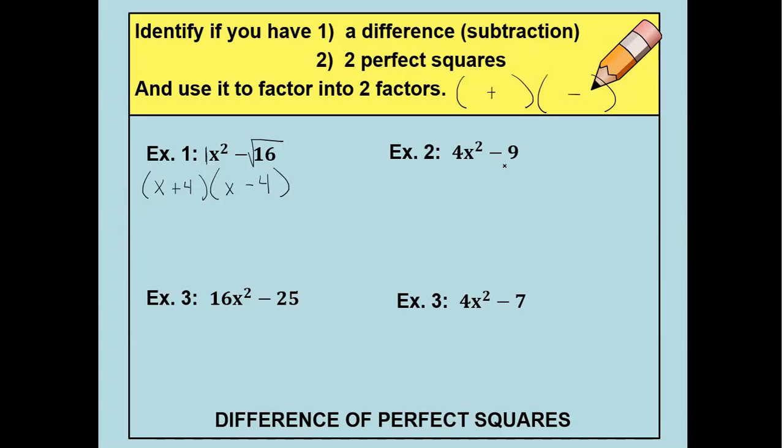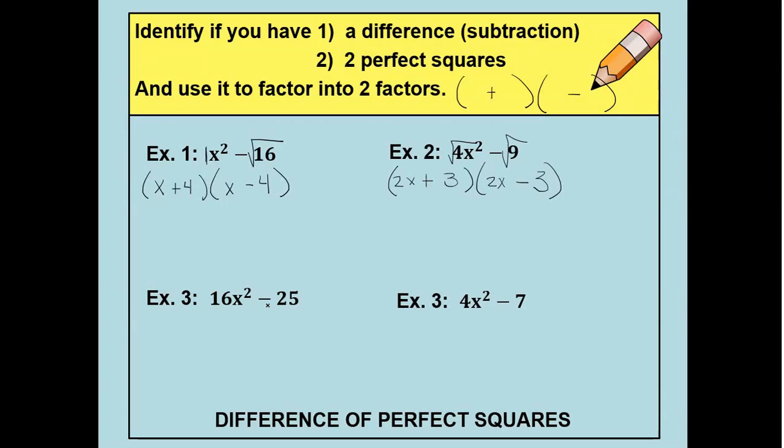Let's try this one. So let's check. Do we have subtraction? Yep. Do we have a perfect square? We do. So what I now get to do is I need to break this apart into my 2. One's going to have a plus, one's going to have a minus. Now notice, this one had a number in front. So what we do have to do is take the square root. So square root of 4 is 2x. So I get 4x squared is technically 2x times 2x. Same thing, square root of 9, 3 and 3. Not too bad, right? It's kind of like a pattern.